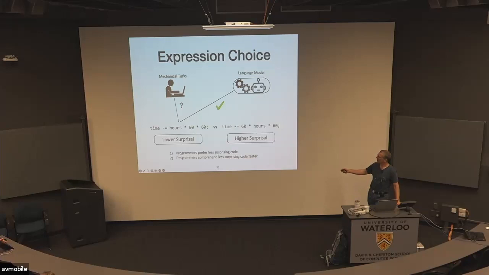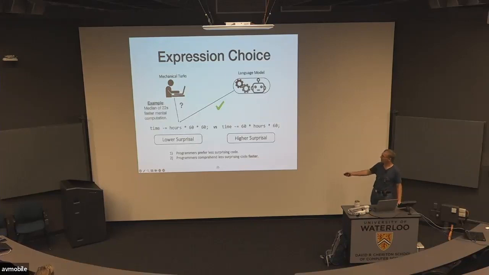And when they gave Mechanical Turks the same expressions, they found that indeed, when asked which pair they preferred, humans prefer the less surprising code. And what's more, they comprehend less surprising code faster. When given bindings for these variables and asked to evaluate it, they were able to evaluate the less surprising versions of the expressions faster.